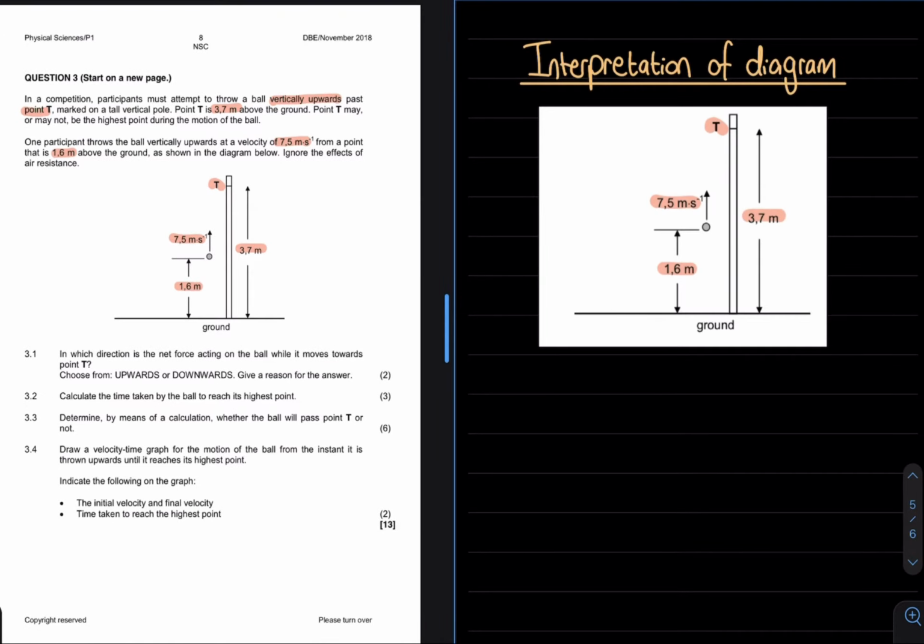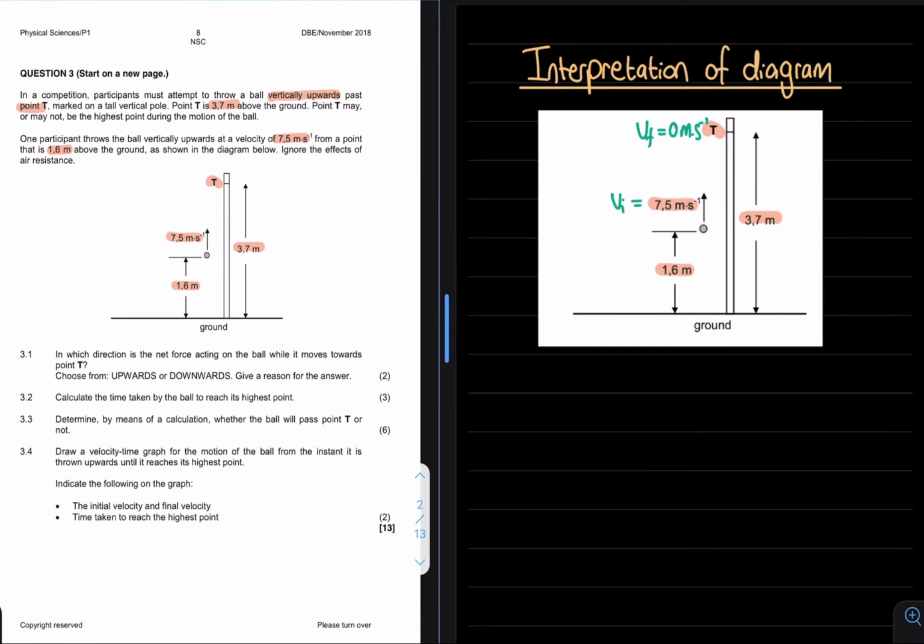From the information given, we can see that we have an initial velocity of this ball of 7.5 meters per second. The ball will move upward until it reaches its highest point somewhere before T, at T, or after T. Now at this stage, we do not know where exactly the velocity would be zero, but we do know that when a ball reaches its highest point, the velocity is zero.